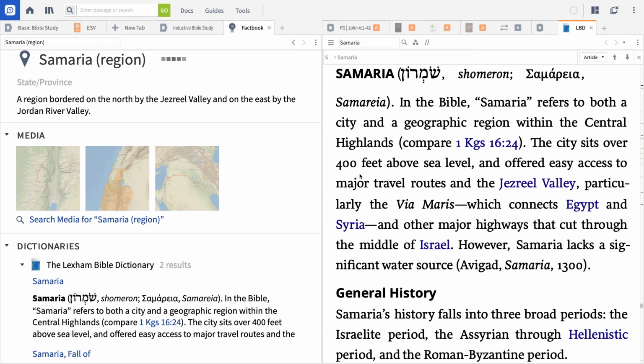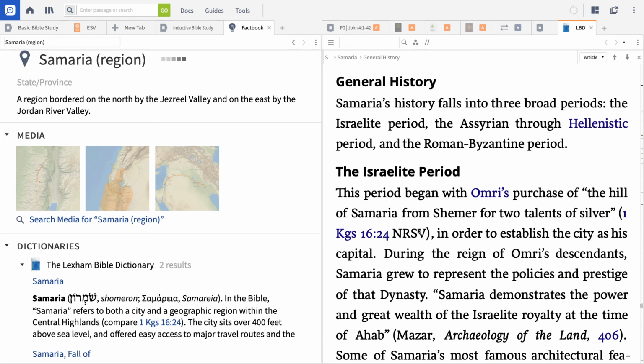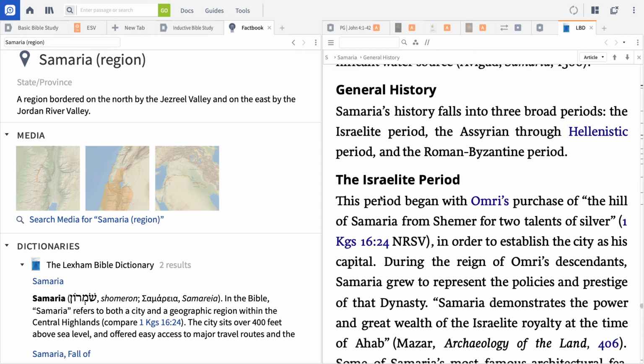The city sits over 400 feet above sea level and offered easy access to major travel routes in the Jezreel Valley, particularly the Via Maris, which connected Egypt and Syria, and other major highways that cut through the middle of Israel. However, Samaria lacked a significant water source. That's something worth noting. Samaria's history falls into three broad periods.